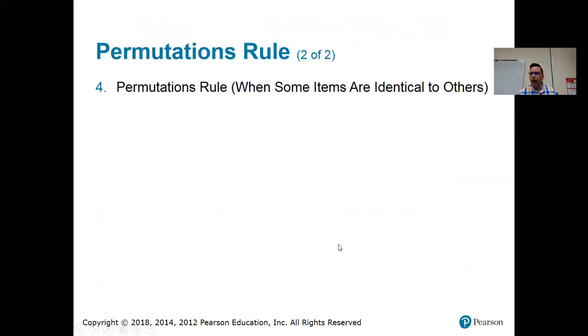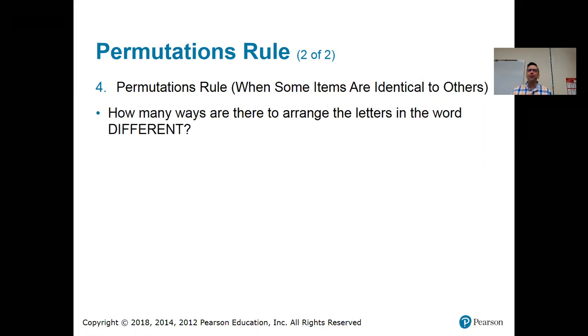All right, this is an interesting one. I was a little surprised that they got into this. Permutations rule when some items are identical to others. So I was trying to think of an unofficial example to do on the fly, and this is the one I came up with. How many ways are there to arrange the letters in the word different?